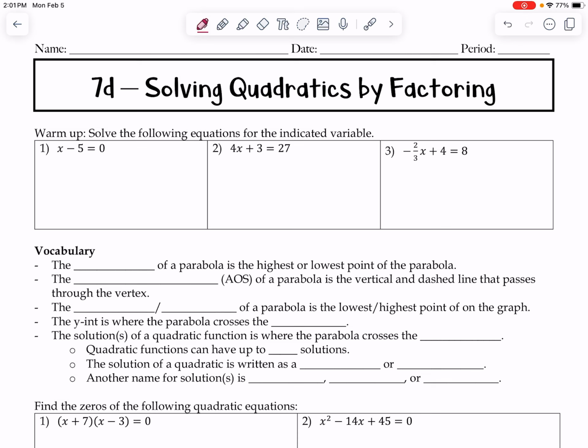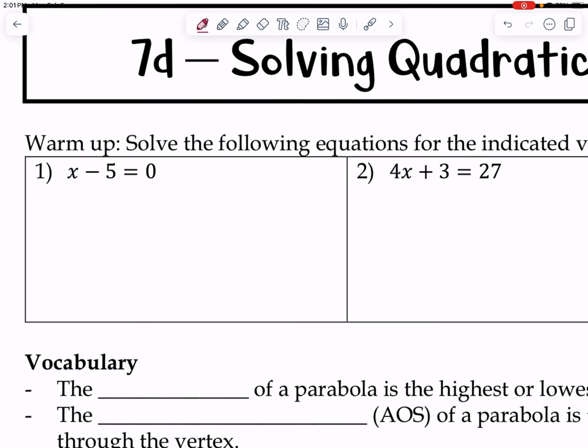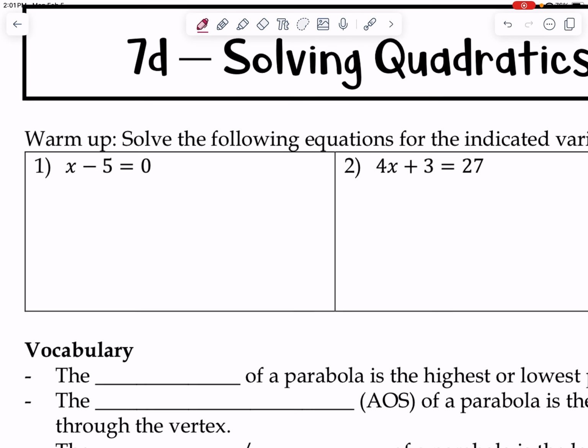Okay, so this lesson is on solving quadratics by factoring. Last class we learned how to solve by graphing in Desmos. This lesson is about how to solve without a calculator, so we're going to do it all by hand. In order to solve quadratic equations, we're going to have to solve some linear equations. So that's what this warm-up is for.